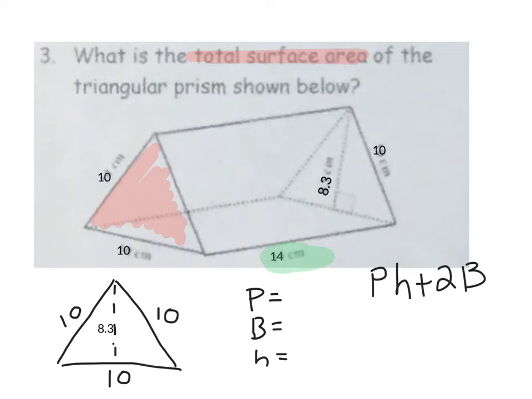Okay, question number 3. What is the total surface area of the triangular prism that's shown below? Alright, so there's the formula we would use, pH plus 2B. You're going to find the perimeter of your base, the area of your base, and the height of the prism.